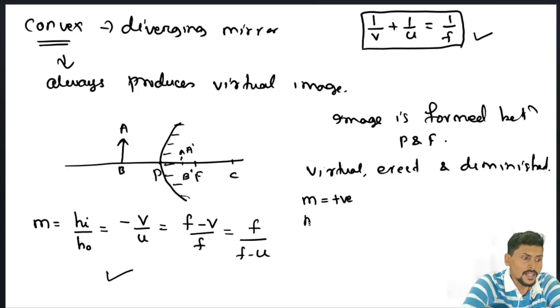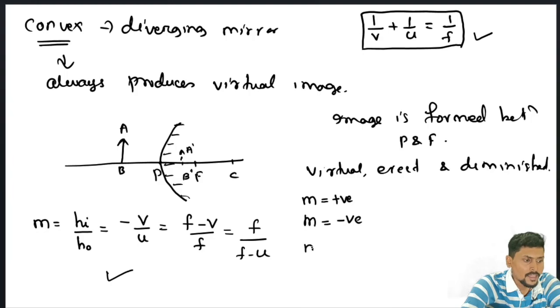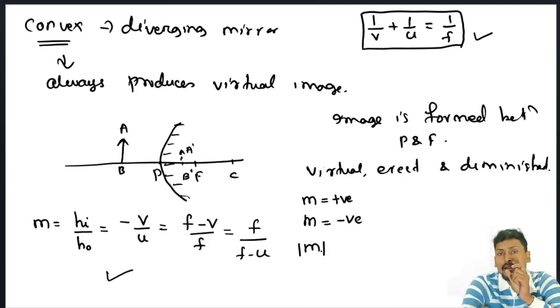But if the magnification is negative, it means the image is real and inverted. So positive magnification means virtual and erect image. Negative magnification means image is real and inverted. Then we look at the magnitude of magnification, which means we only look at the numerical value. Ignore the negative sign. Only look at the number.